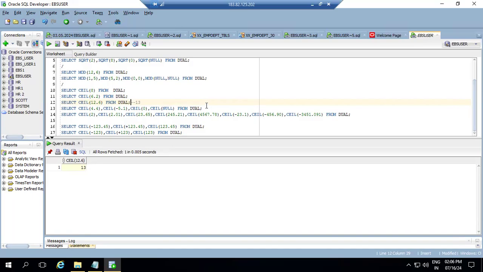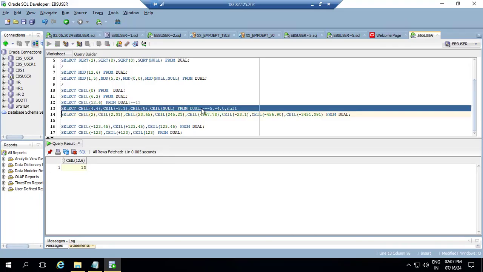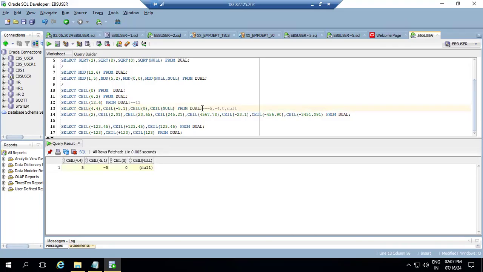So coming to the fourth query: CEIL of 4.4, CEIL of minus 5.1, CEIL of 0, CEIL of null from dual. Now it is minus here. So how will it consider the minus? Just tell me the answer. 5, minus 4, 0, and null. Yes, 0 and null, right. We'll execute. So it is 5, minus 5, minus 0, null.